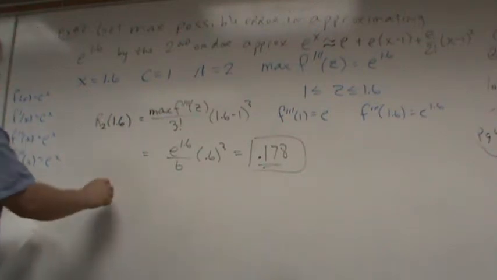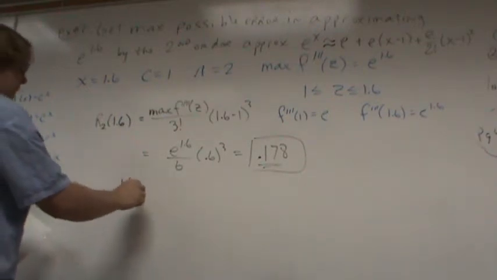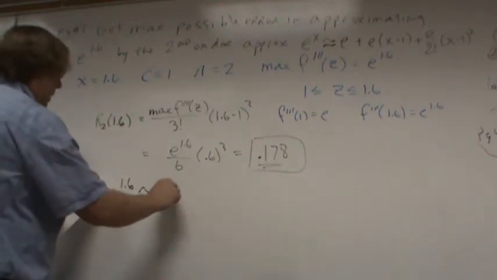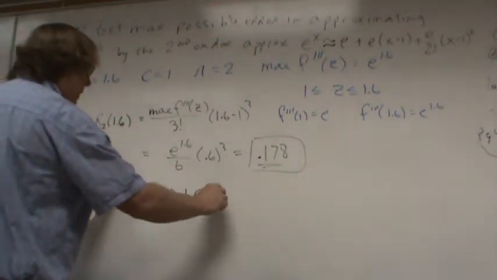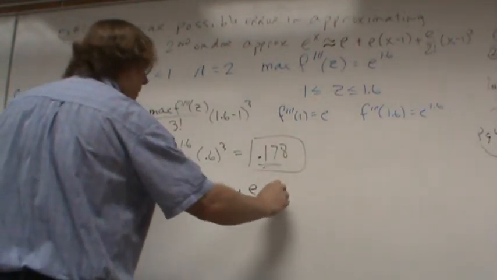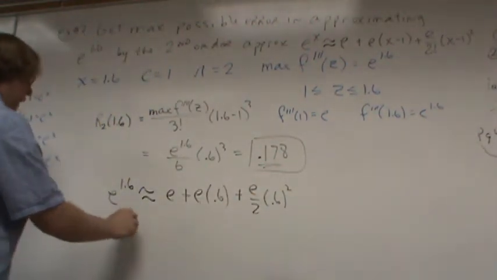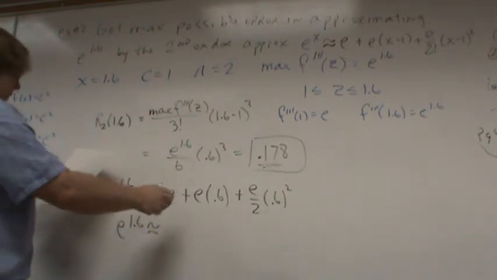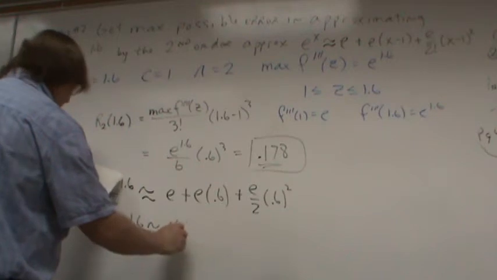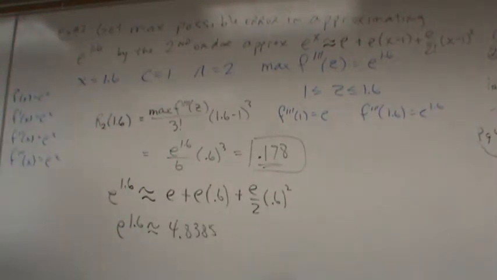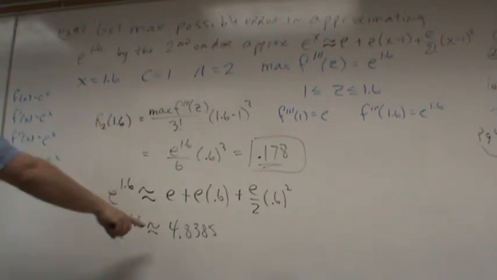So one way to express it would be this. e to the 1.6 power is approximately equal to e plus e times 0.6 plus e over 2 times 0.6 squared. So e to the 1.6 power is approximately equal to, I plug this in and I get 4.8385. Alrighty. That's what it is approximately.